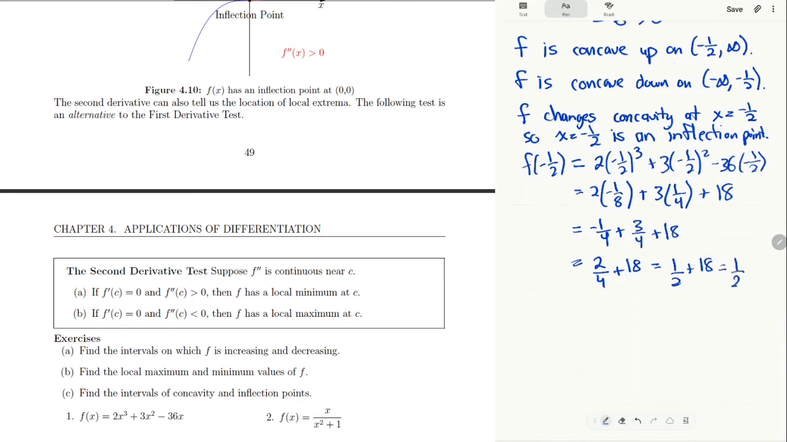So make a common denominator of 2. We have 1 plus 36 over 2. So that is 37 over 2. And so the point negative 1/2 comma 37 over 2 is an inflection point.